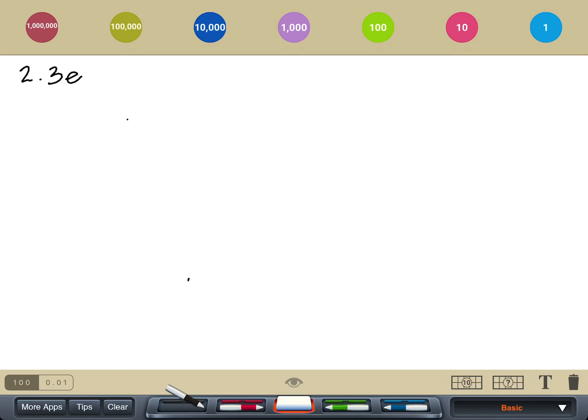Let's think about estimating first. If I have 428 and I need to divide that by 6, we need to be thinking here about what our answer should be about. And you can follow along right with me. If you want to pause and go get something to write on, go ahead and do that.